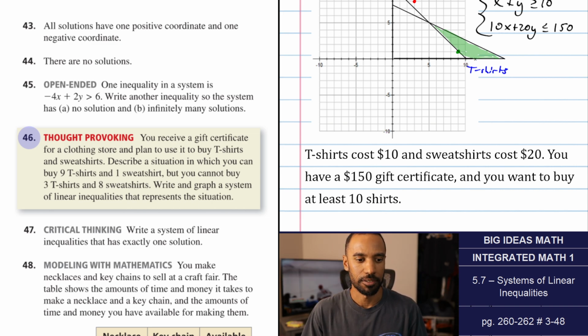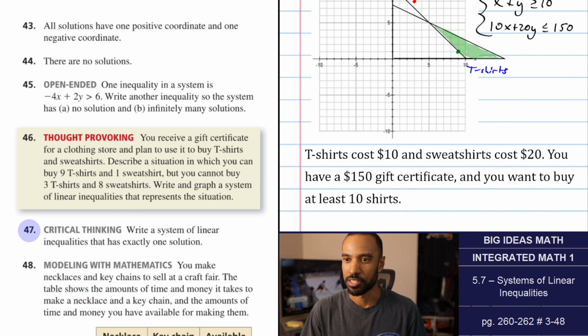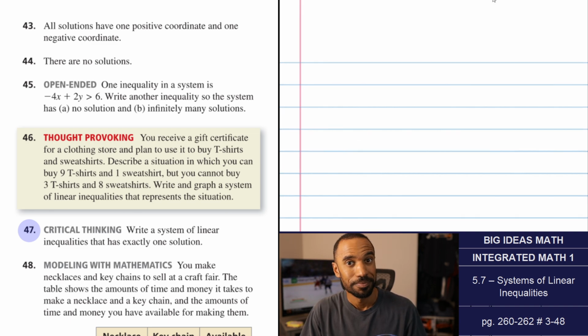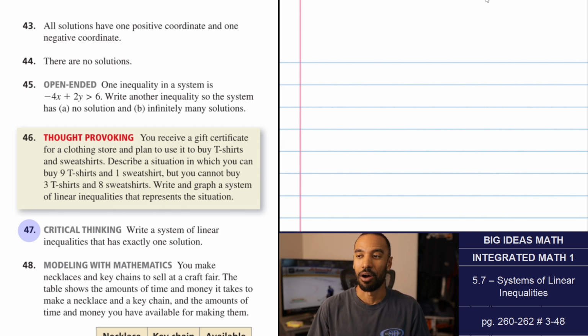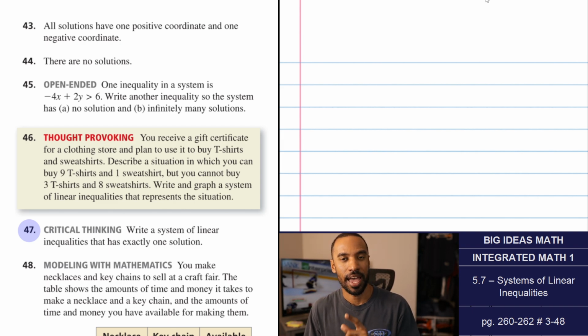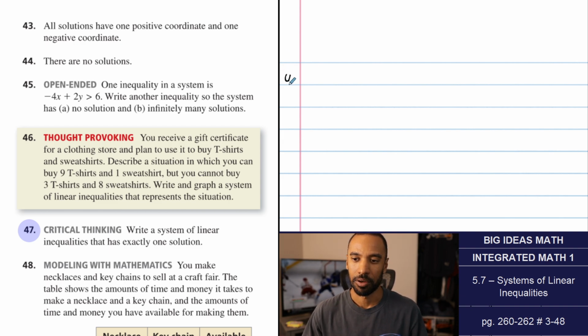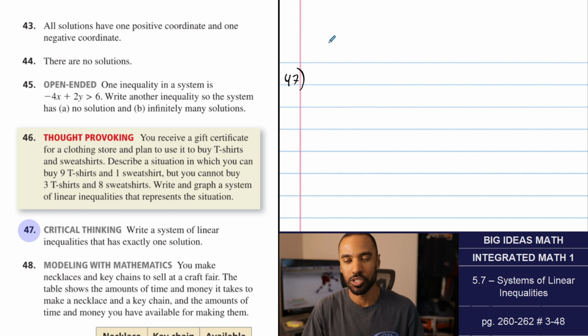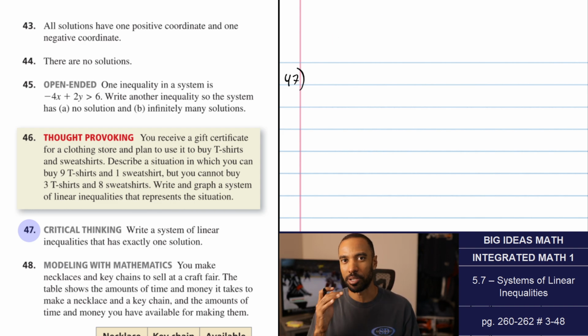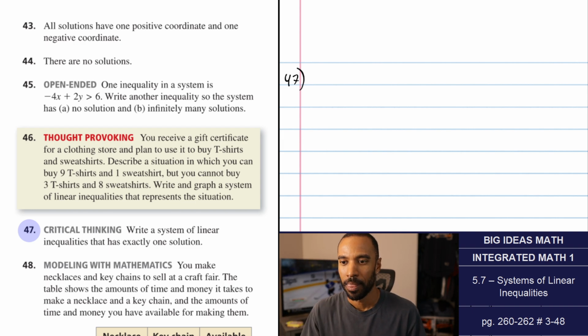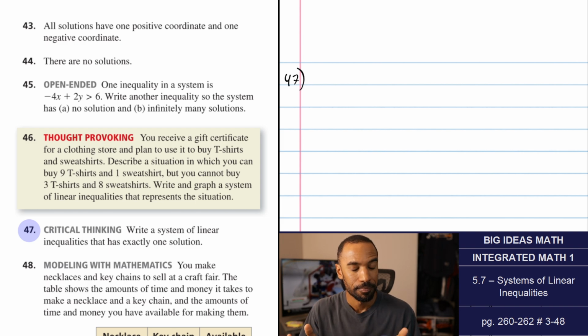Let's go to number 47. Critical thinking. Write a system of linear inequalities that has exactly one solution. Okay, now that means we can do more than 2 inequalities, which is the way that I'd want to work that out. What did we see before? Anytime we have an overlapping shaded region, it's going to be infinite, right? So the way I can do one solution is if I do 3 of them.